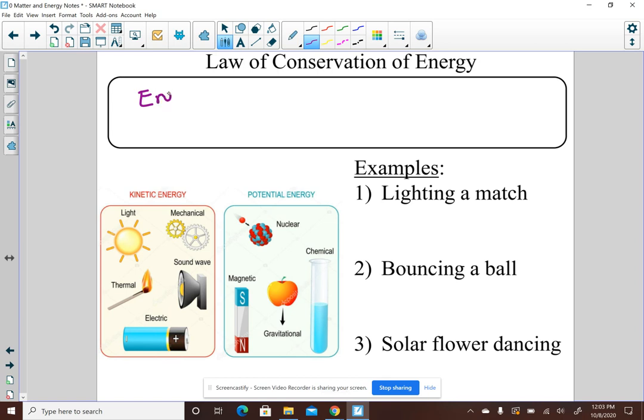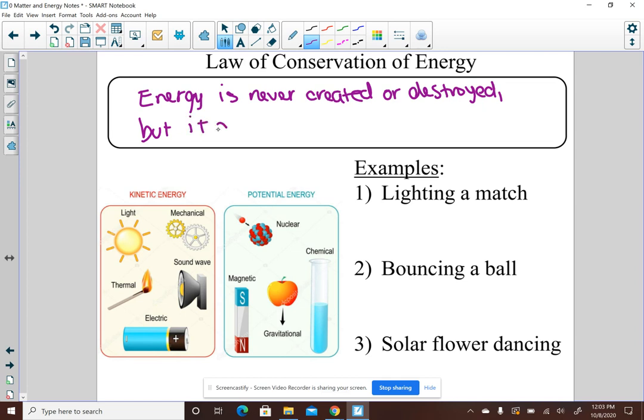So energy is never created or destroyed. But something that energy can do is transfer or change form. Okay. So let's talk about changing form first.